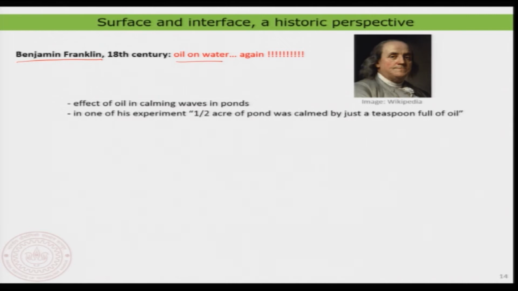When you cook something, you put basically oil and water. So this is actually kind of an interface that you cannot avoid. And he, for example, has done a very systematic study, because they also used oil on water to in fact calm down the water in ponds, or waves and things like that.